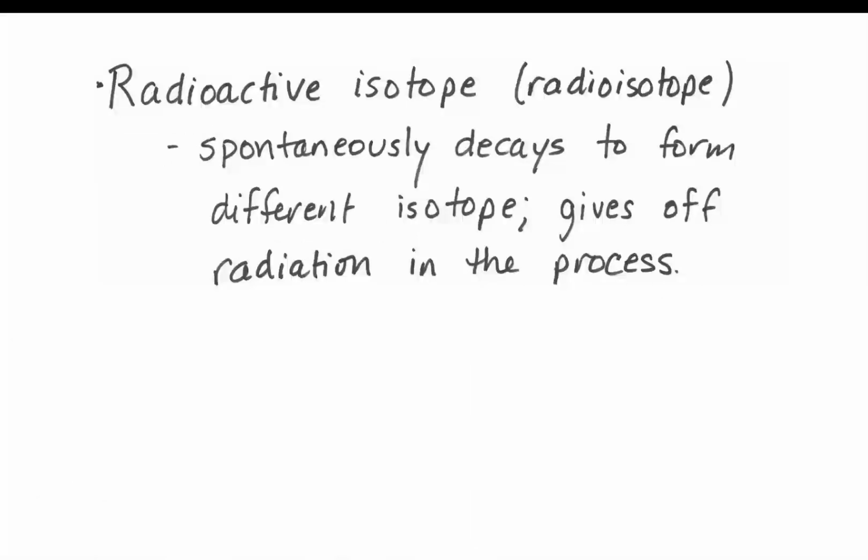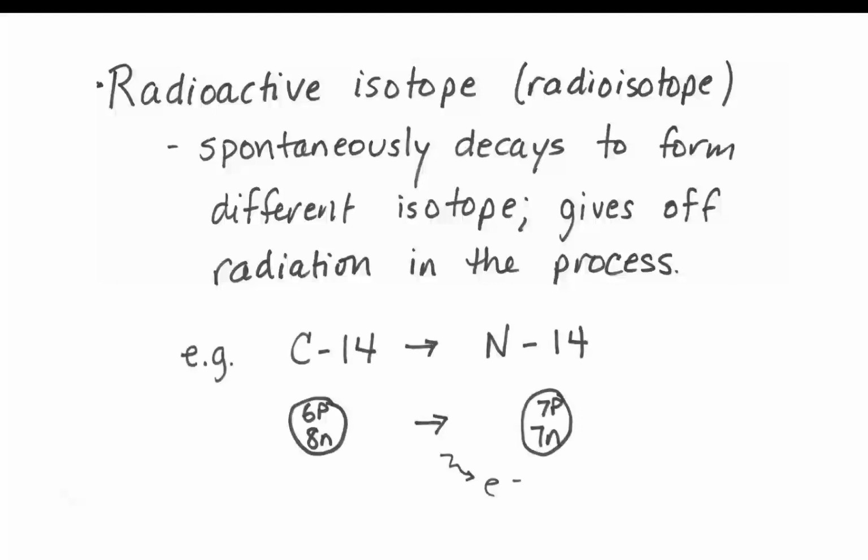Well, that's an isotope that will spontaneously decay, and when it does, a different isotope forms, and in the decay process, radiation is given off. Let's see how carbon-14 does this magical thing. Well, remember the carbon-14 has the 6 protons and 8 neutrons in the nucleus, and when it undergoes that spontaneous decay, one of the neutrons in the nucleus breaks down actually, and that gives off an electron and becomes a proton. So the electron that's given off is the radiation.